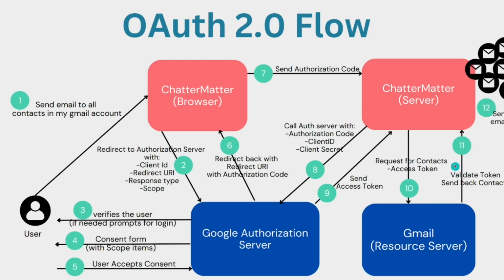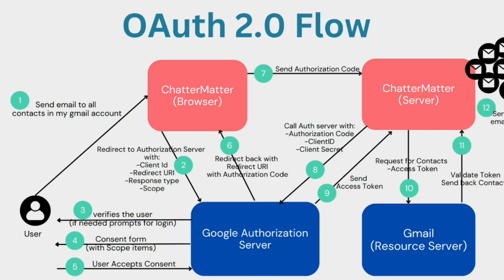The resource server in this case is Gmail, and the resources that are requested for are the contacts of this user. When calling the resource server, Chattermatter sends the access token received from the authorization server. Now the resource server, or the Gmail server, validates the access token and sends back the contacts to the Chattermatter server. The Chattermatter server can then send out emails to all the contacts with the download link. This is the OAuth 2.0 flow and covers the main concepts in this flow.